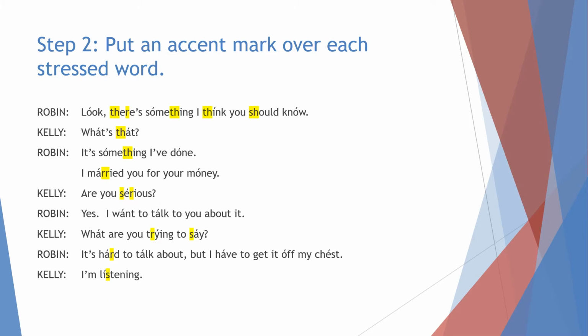In step 2, I put an accent mark over each stressed word in the scene. And as you know, that means nouns, verbs, with a few exceptions, adjectives, adverbs, question words like what, where, and why, and indefinite pronouns like something and anyone. Also, notice that in the phrasal verb get off, in get it off my chest, it's the second word that gets the stress. So pause the video again and take a quick look at the words I've accented.